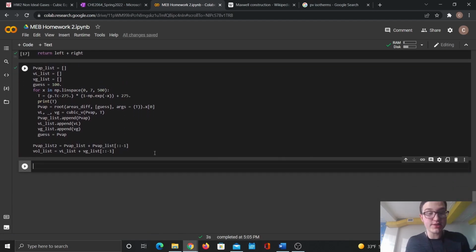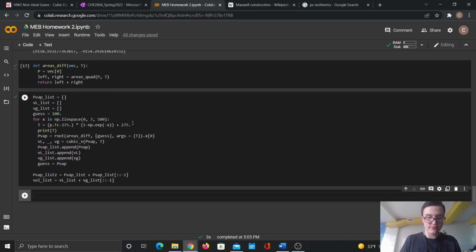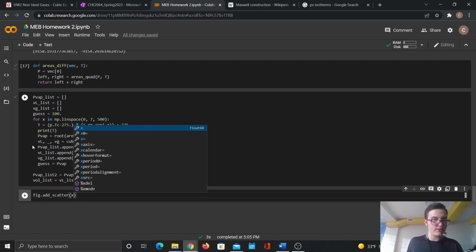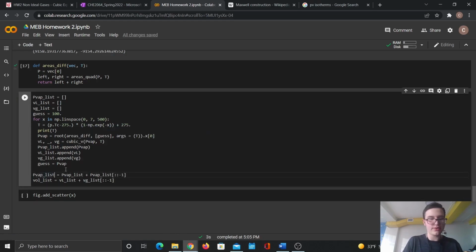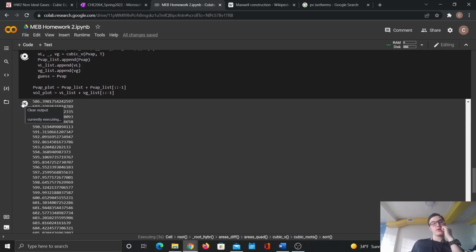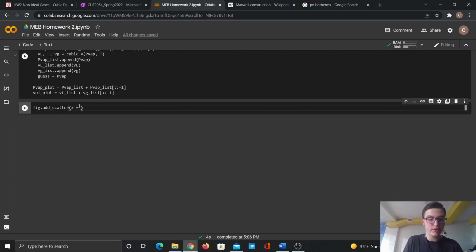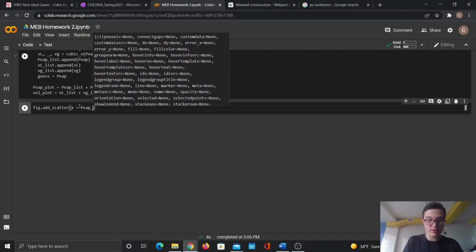Now we can simply add our values. So for, let's do fig dot add scatter x is equal to, and I don't want this as pvap list, I would rather call it pvap plot. That's a good conventional name. So pvap plot. So x, shift enter. Once this runs through, I have to exit this out again. Much better.